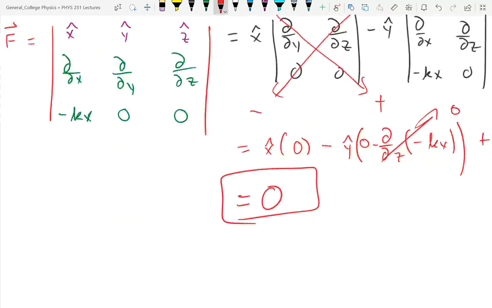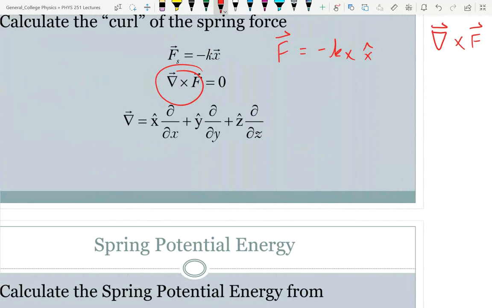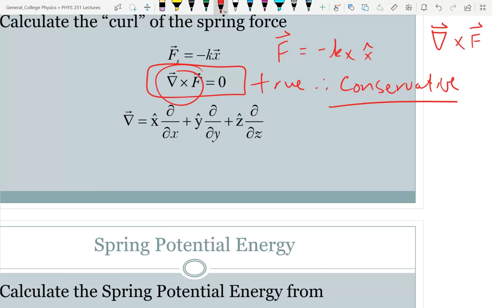So what we found here is that the curl of F was definitely equal to 0. This is true. Therefore, conservative. So we did the test. The reason to do that curl calculation was to test to see if it was a conservative force or not. Now that it's conservative, we can calculate the potential energy of it.